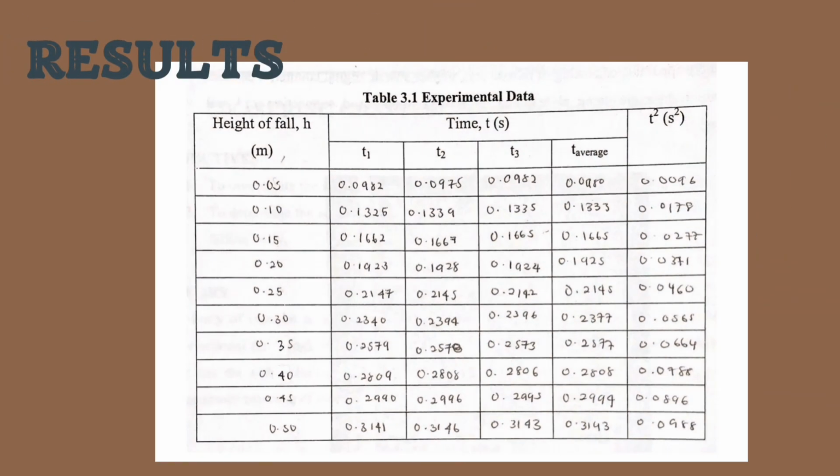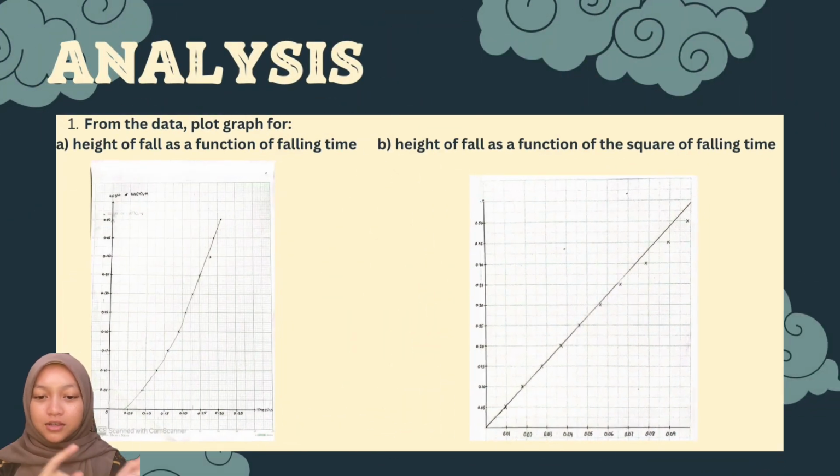So this is the result for experiment 3. From the experiment, we can get two types of graph. The first one is height of fall against falling time, and the second one is height of fall against the square of falling time. We can see that in the first graph, based on the result, the height is increasing with falling time, and in the second graph we got the height is directly proportional to the square of falling time.